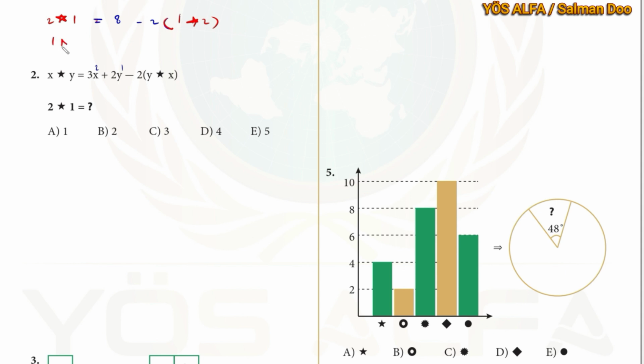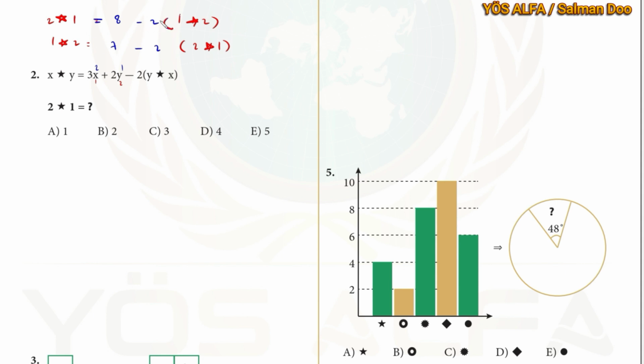1 star 2 is equal to, x is 1, y is 2, so we have 3 plus 4 is 7 minus 2 times 2 star 1. So now we have two equations and two unknowns. The first unknown is 2 star 1. The second unknown is 1 star 2. So we can solve for these simultaneous equations by eliminating the unknown that we don't want.